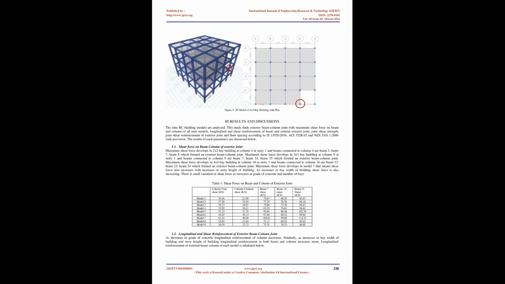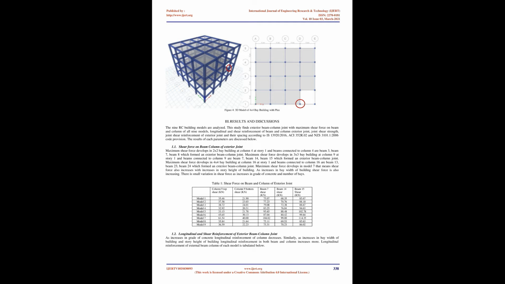Modeling by ETABS. In the present study, 9 different models of reinforced concrete building are modeled and analyzed in ETABS software. This study has chosen an RC building of 3 stories, with variation in parameters such as building story height, bay width, number of bays, size of beam and column, and grade of concrete. The following parameters of the building have been taken for modeling and analyzing in this study.